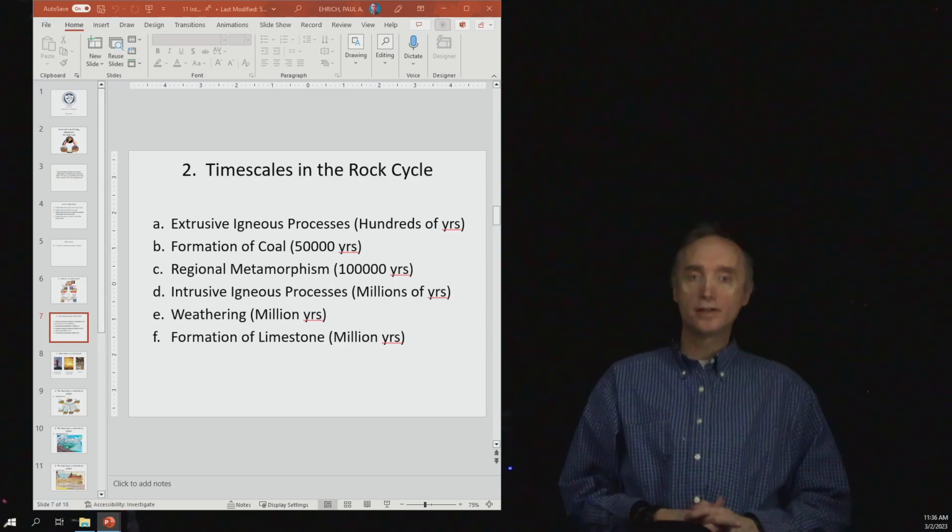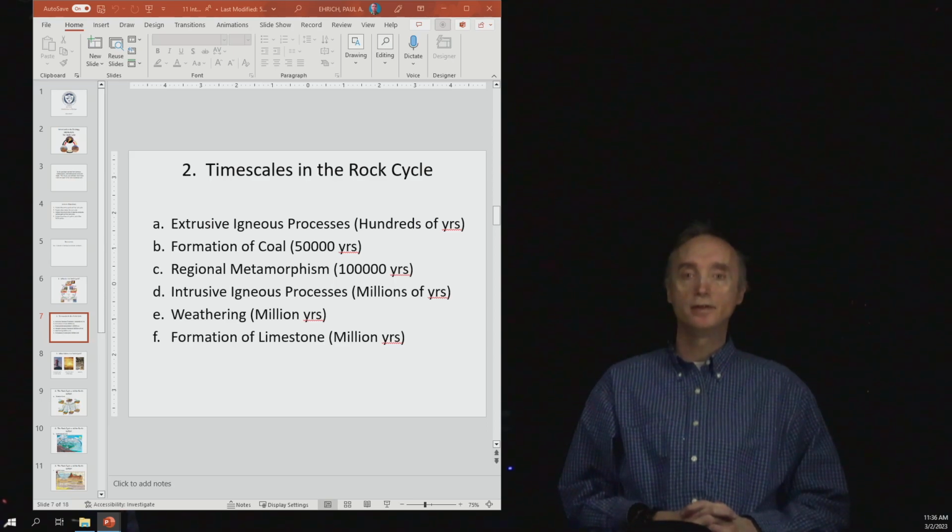Okay, I'm back, and I just thought that you might find this interesting. The time scales involved in the rock cycle. You would not need to know this if you're one of my students, but I just looked up these processes on the internet and got an estimate about how long they would take. So, for example, an extrusive igneous process.